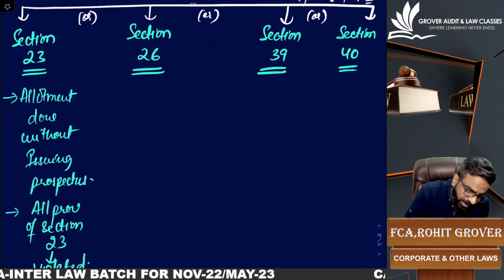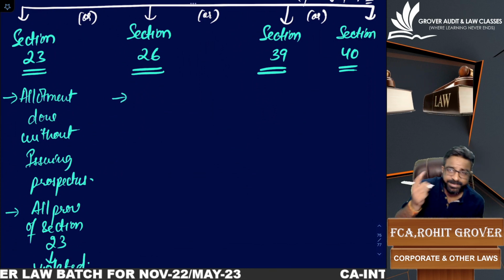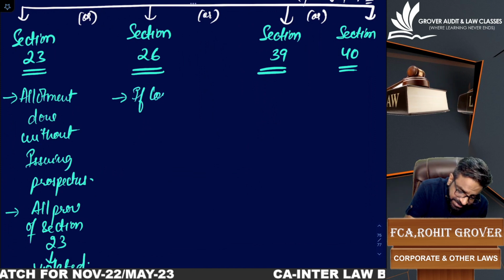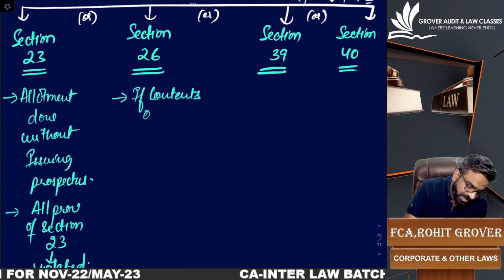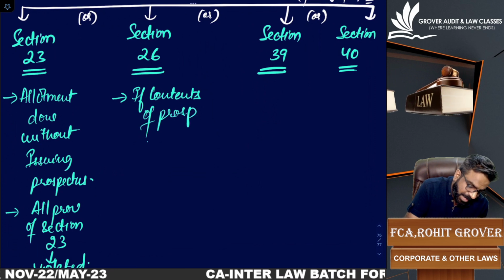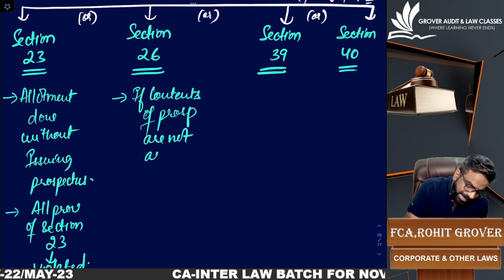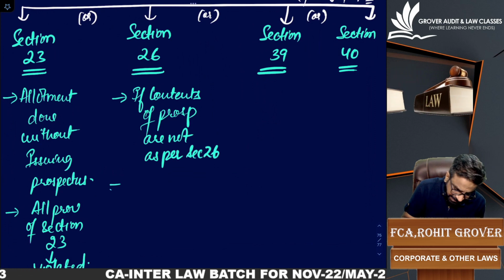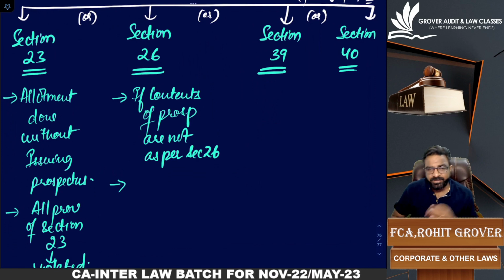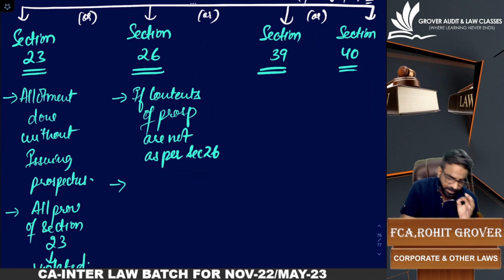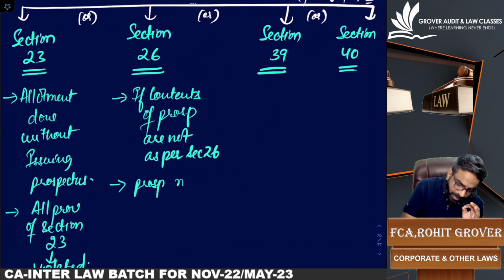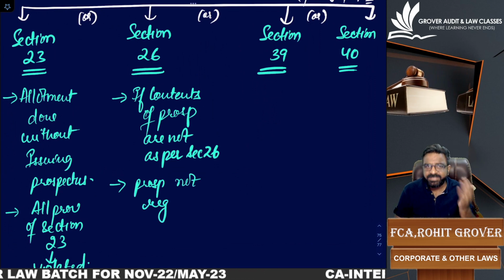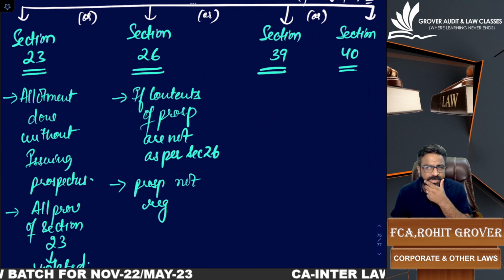Now the question is, sir, what is there in Section 26? Do you remember Section 26? I told you, contents of the prospectus: Part A, Part B, Part C, Part D. If contents of the prospectus are not as per Section 26, and tell me one thing, is the prospectus required to be registered with ROC? Yes, sir. So if the prospectus is not registered, can I say that I'm writing the negative of these sections?